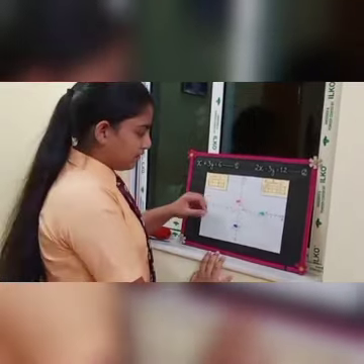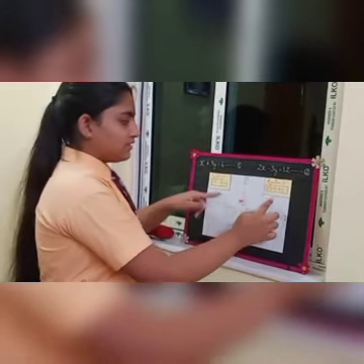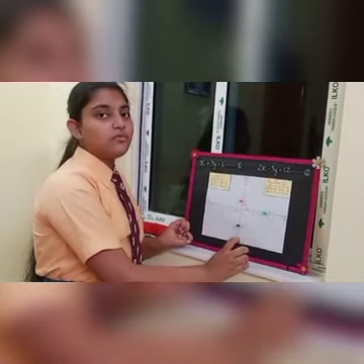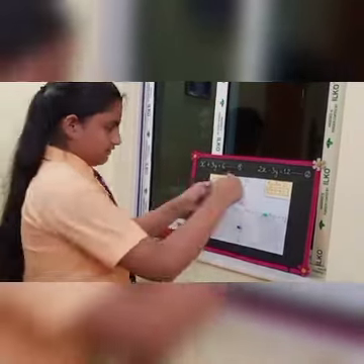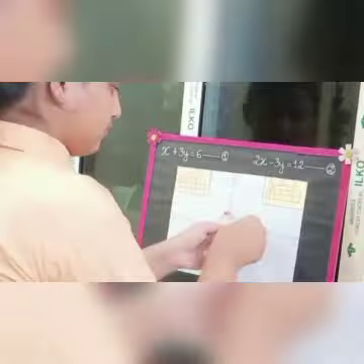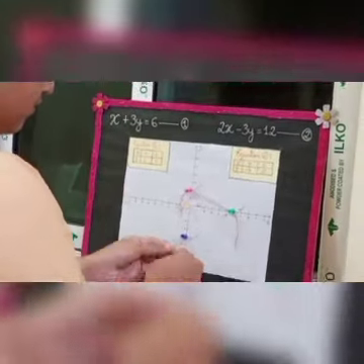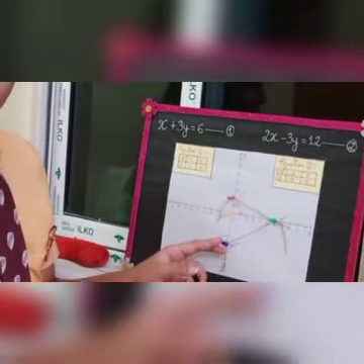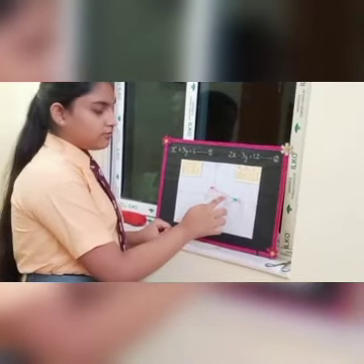After plotting, we obtain these 2 points for equation 1 and these 2 points for equation 2 as shown here. Now, our next step is to join these points to form a line for these 2 equations. After joining the points, we obtain these 2 lines: this line for equation 2 and this line for equation 1.